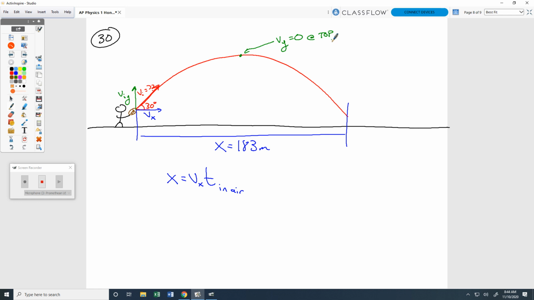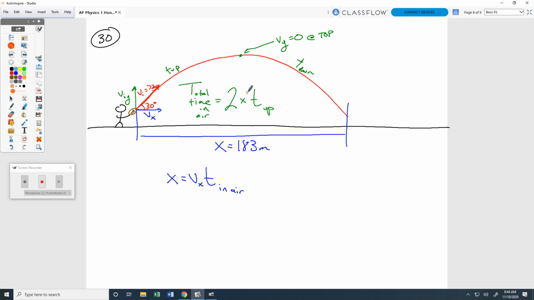So if I find the time it takes to go up, the time to come down should be the same, so I could just double that. So my total time in the air is actually equal to 2 times the time it takes to go up.